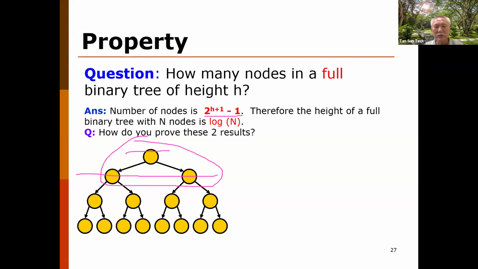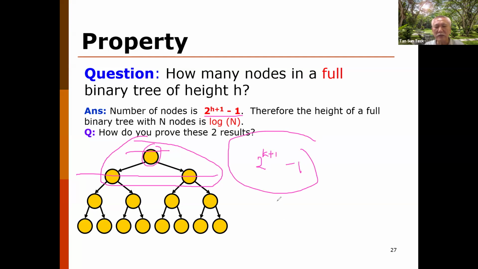So how do you prove this? You first of all say that when h is equal to 0, it is correct. So when h is equal to 0, you have one node. Then you assume that h equal to k is correct. So we are saying that 2 to the power k plus 1 minus 1 is correct for a tree up to h equal to k. Then after that, this is your induction.